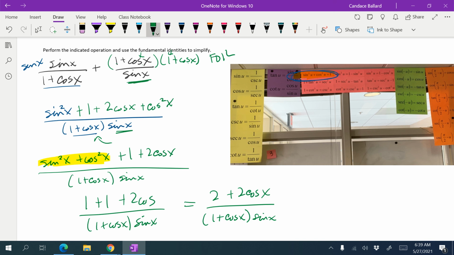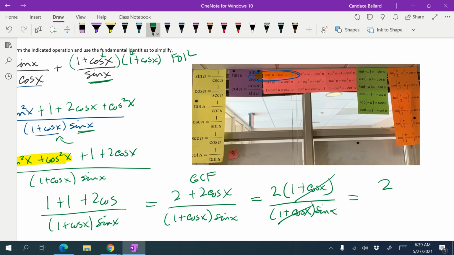And then when I look at this, I go, it'd be really great if I could cancel something in the denominator. And I notice I have a greatest common factor in the numerator, so I'm going to pull out a 2, which gives me 1 plus cosine x over 1 plus cosine x times sine x. And what do you know? My 1 plus cosine x cancels, and we get 2 over sine x.